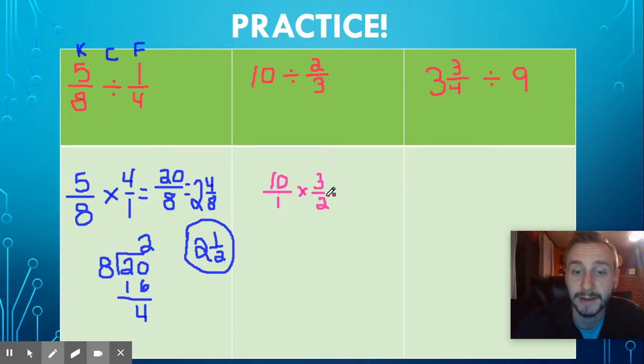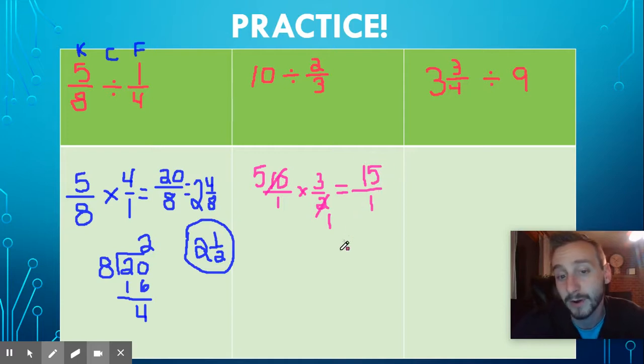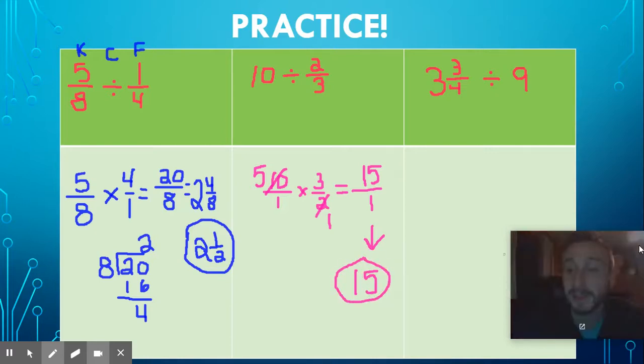Hopefully you see a 2 can. 2 can go into 2 once. 10 divided by 2 is 5. So we just simplified before we multiplied, which saves us a lot of time. 5 times 3 is 15. 1 times 1 is 1. And just like over here, we added a 1 underneath of 10 because it doesn't change the answer. So 15/1 is technically just 15. So there's your answer. Let's try this last one.